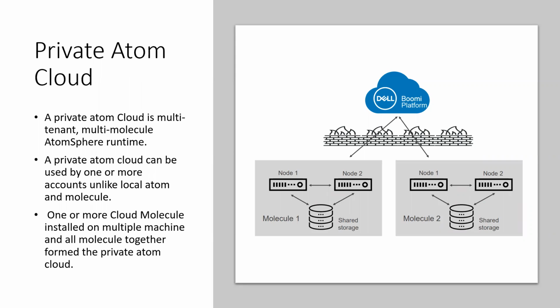Molecule and local atom can be used by a single account, whereas your Boomi Atom Sphere may have multiple accounts, like one account for business group one, another account for business group two. So if anybody wants multiple accounts to use the same infrastructure, they can go with a private atom cloud, basically. So one or more cloud molecules are installed on multiple machines, and all molecules together form a private atom cloud. You got it? Generally, a private atom cloud also gets registered in your Atom Sphere, like the local atom and the molecule.